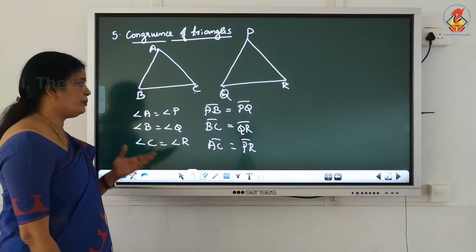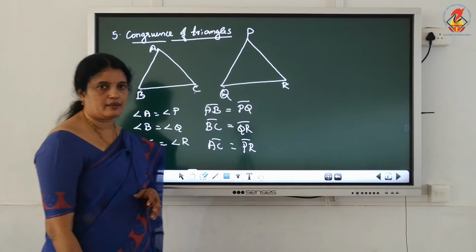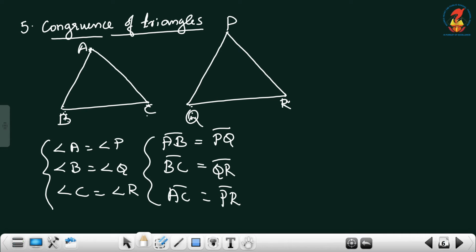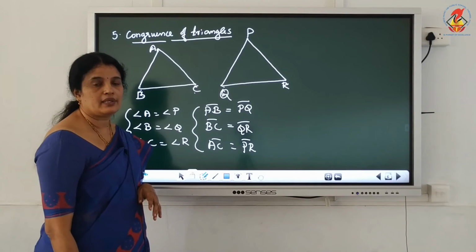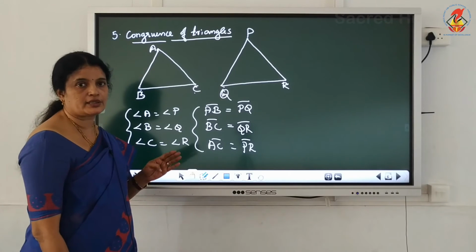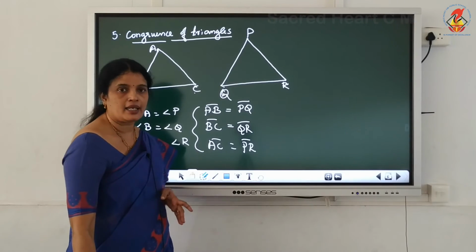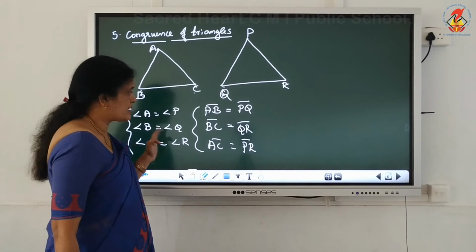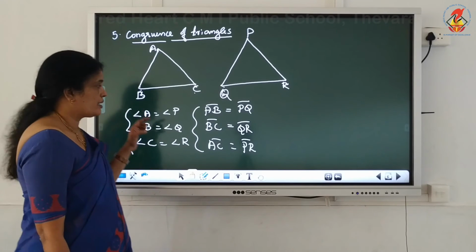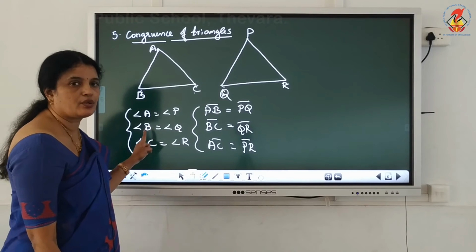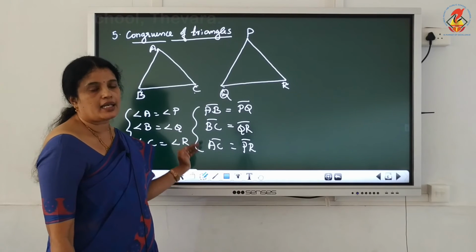AB equals PQ, BC equals QR, AC equals PR. These 6 elements work for the congruence of triangles. These are the 6 elements of congruence of triangles, because 3 angles are equal and 3 sides are equal. When these two triangles are congruent, the 6 elements are there. What are the 6 elements? Angle A equals angle P, angle B equals angle Q, angle C equals angle R. Corresponding angles are also equal.